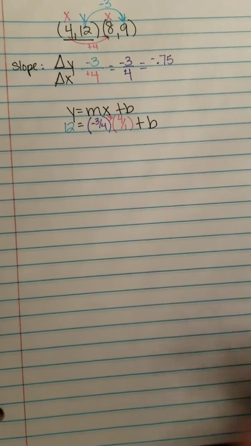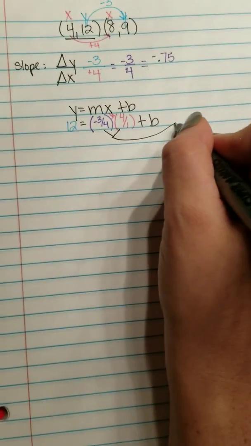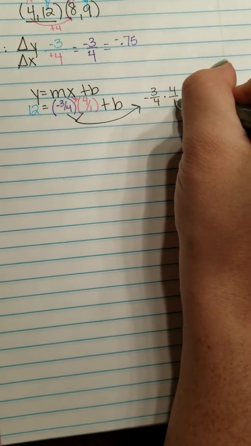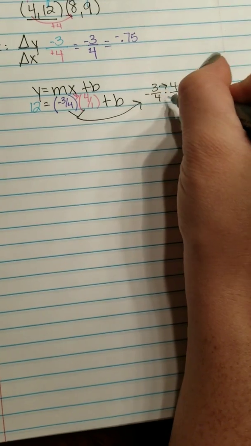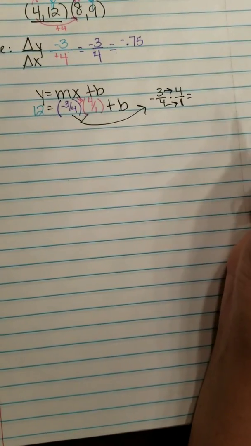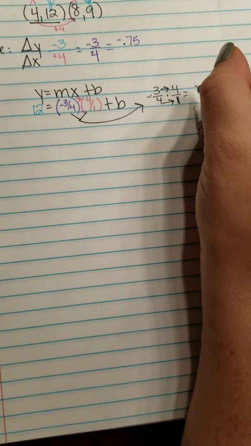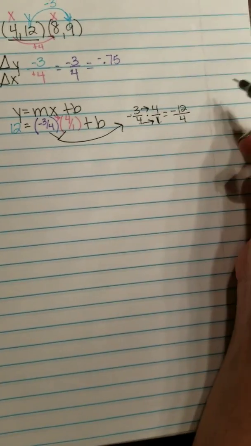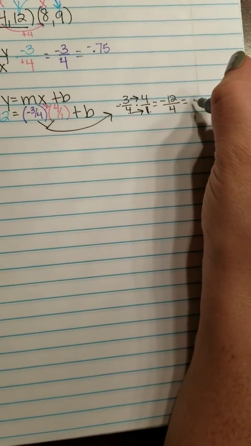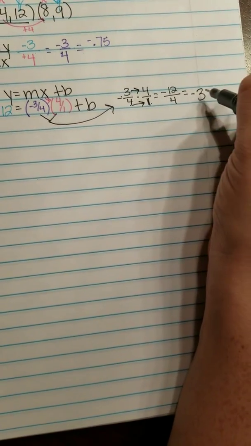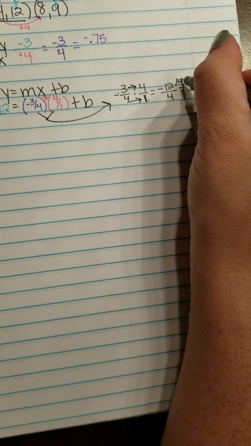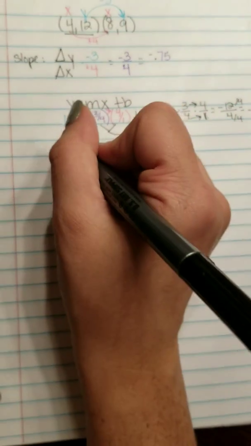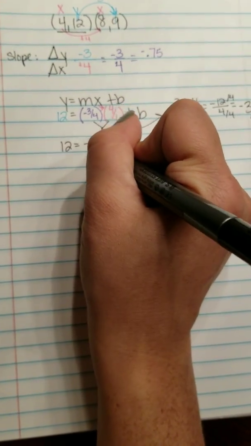Okay, so I need to do this math. I'm going to do it over to the side here. So I have negative 3/4 times 4 over 1. To multiply fractions, I just multiply straight across. I don't need to worry about finding common denominators or anything like that. So negative 3 times 4 makes negative 12. 4 times 1 makes 4. I know that negative 12 divided by 4 leaves me with a negative 3, or negative 3 over 1 if I divide by 4 here and divide by 4 here. So I'm going to come back over here and I have 12 equals negative 3 plus b.